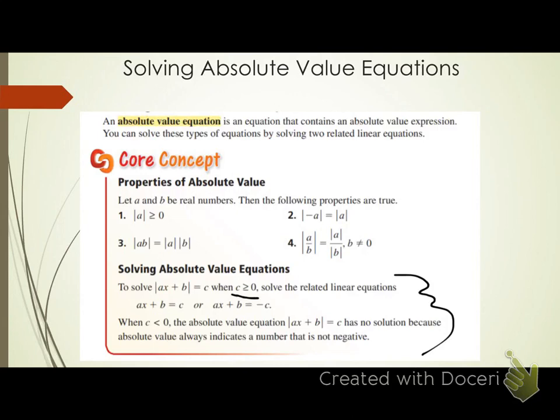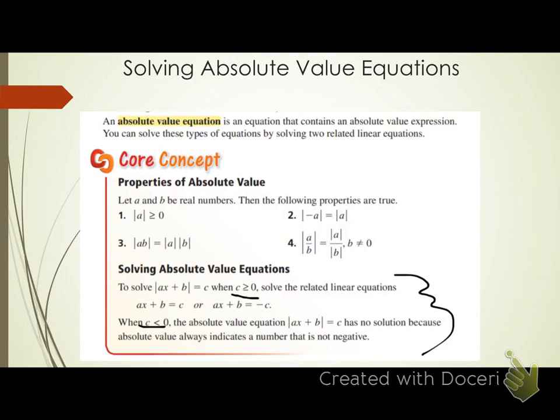When C is less than 0, what numbers are less than 0? Negative numbers. So when my C value is negative, the absolute value equation, absolute value of ax plus b equals c, has no solution because absolute value always indicates a number that is not negative. In other words, it's always positive, right? If I plug something into an absolute value, it's always going to become positive, correct? So if I get an equation saying my absolute value equals a negative number, will that ever happen? No. No number would ever make that true, so that would be no solution.